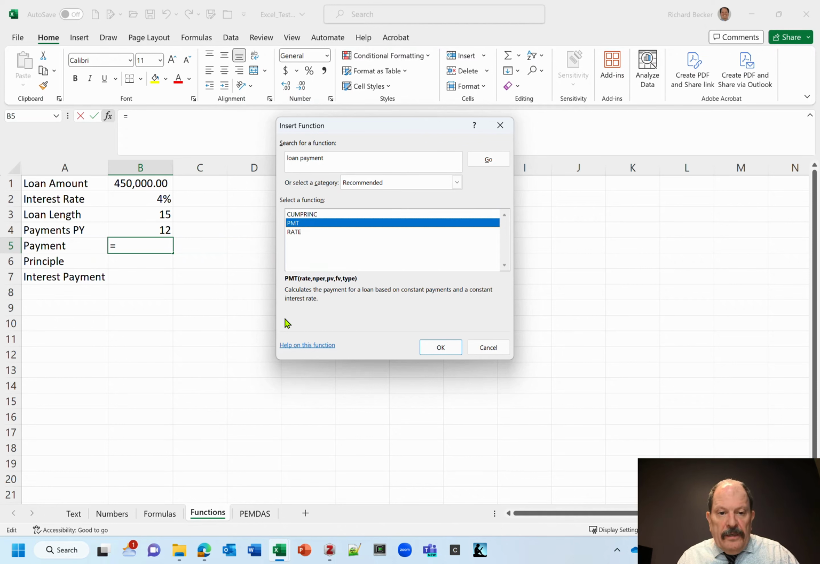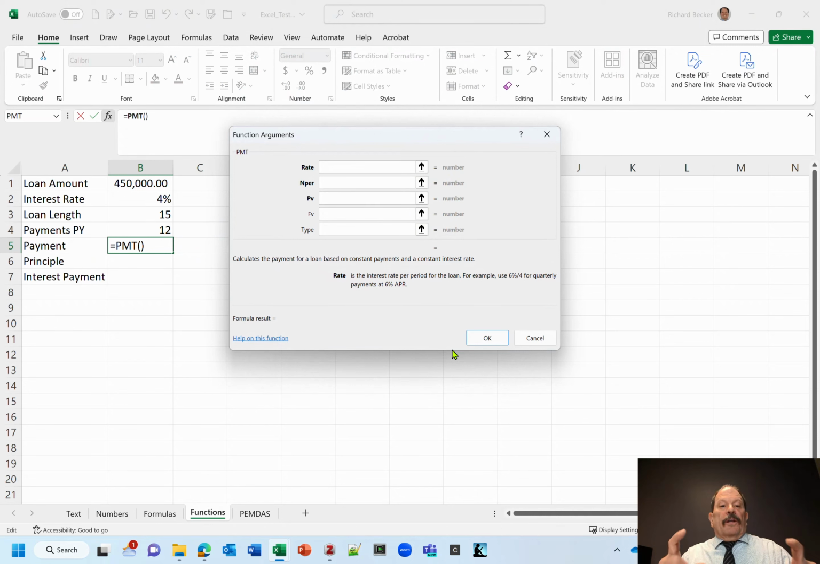So PMT calculates the payment for a loan based on constant payments and a constant interest rate. Sounds like what I need. So let's go ahead and select that. And we're going to get another pop-up, and these function arguments, what we're going to provide in here are these values over here using those cell references.